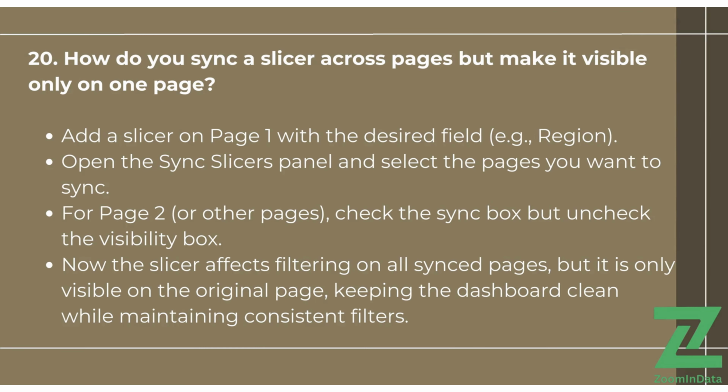20th question. How do you sync a slicer across pages but make it visible only on one page? Add a slicer on page 1 with the desired field, for example region. Open the Sync Slicers panel and select the pages you want to sync. For page 2, or other pages, check the Sync box but uncheck the Visibility box. Now the slicer affects filtering on all synced pages, but it is only visible on the original page, keeping the dashboard clean while maintaining consistent filters.